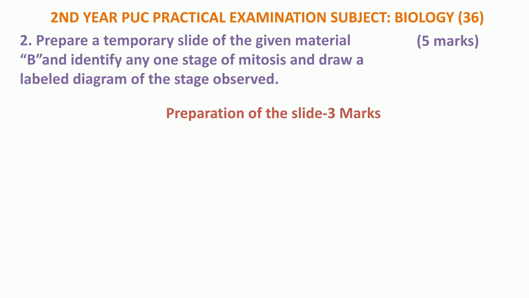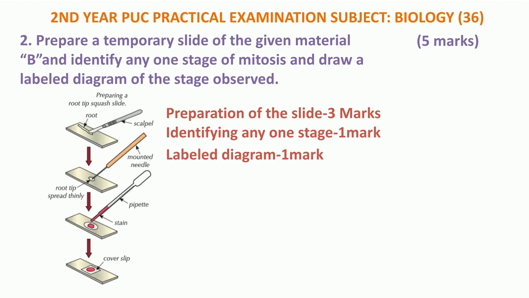The scheme of valuation is: preparation of slide, 3 marks; identifying any one of the stages, 1 mark; and labelled diagram, 1 mark. For this, onion root tips are provided in the examination hall. Take one onion root tip, remove the tip with a blade, and by dropping acetocarmine, prepare a slide after placing a cover slip. This is the procedure for slide preparation. This slide preparation carries 3 marks.